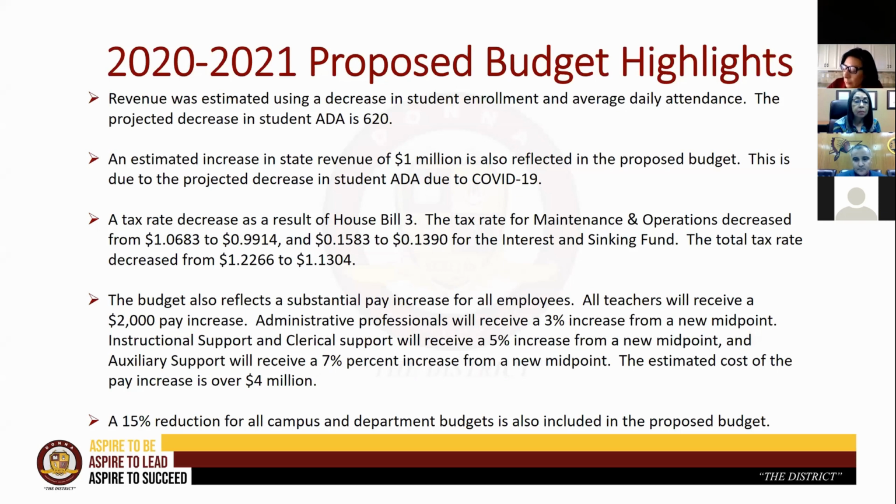The budget also reflects a substantial pay increase for all employees. Even though we've had to make reductions and we're experiencing some reductions, we still were able to provide a pay increase for our employees. All teachers will receive a $2,000 pay increase. Administrative professionals will receive a 3% increase from a new midpoint. Instructional support and clerical support will receive a 5% increase from a new midpoint as well. And auxiliary support will receive a 7% increase from a new midpoint as well. The estimated cost of the pay increase is a little over $4 million. A 15% reduction for all campus and department budgets is also included in the proposed budget.